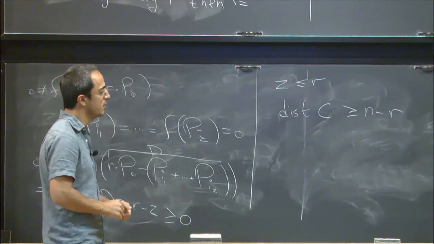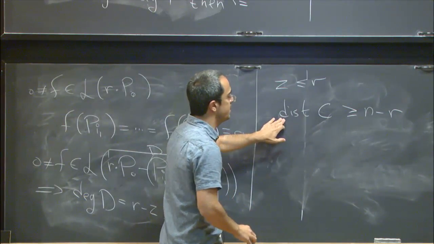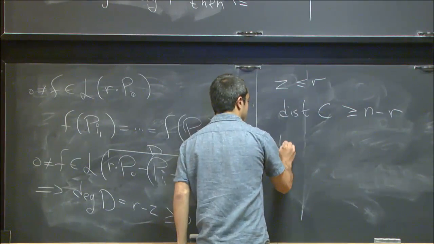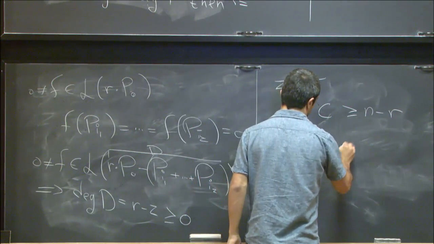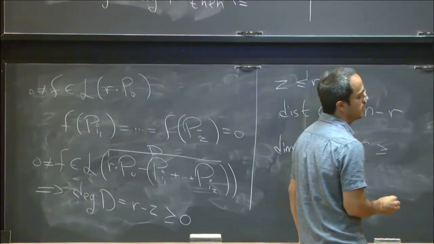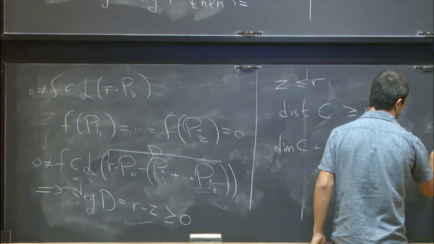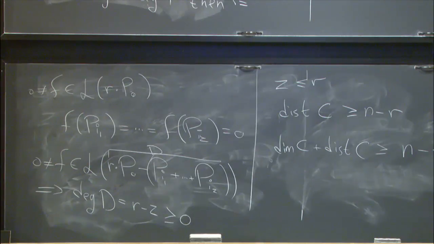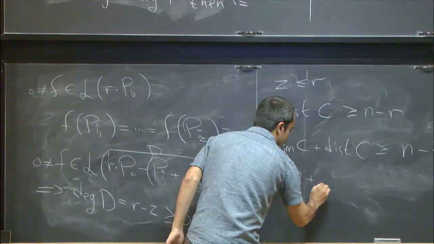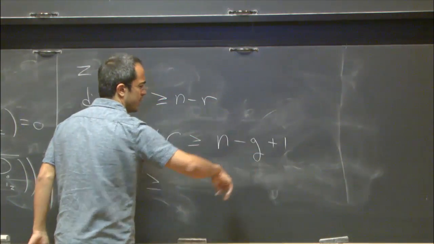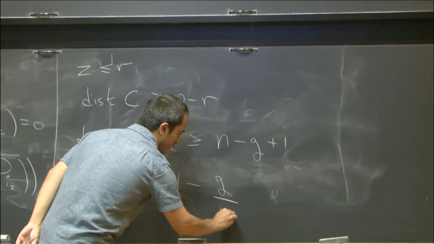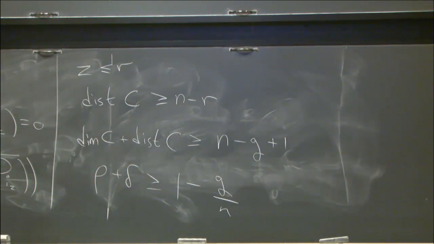Yes. So let me just summarize. The distance is at least n minus r, and the dimension is at least r plus 1 minus g. So nicely enough, the dimension plus the distance is at least n minus g plus 1. I told you r is just going to be your way to control the distance. And in other words, rho plus delta, which we cared about, is at least, forgetting the annoying term that only helps us, 1 minus g over n. This is kind of what I want to say.